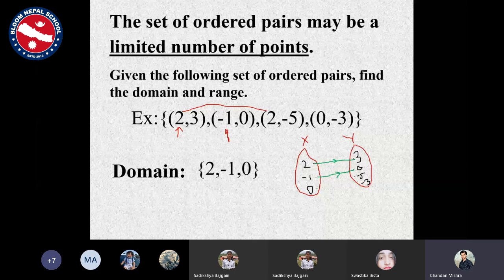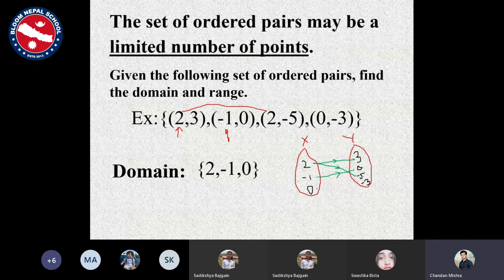Similarly, 2 also goes to -5. So from 2 now I need to draw another one, right? And that goes here. Similarly, 0 goes to -3, right?